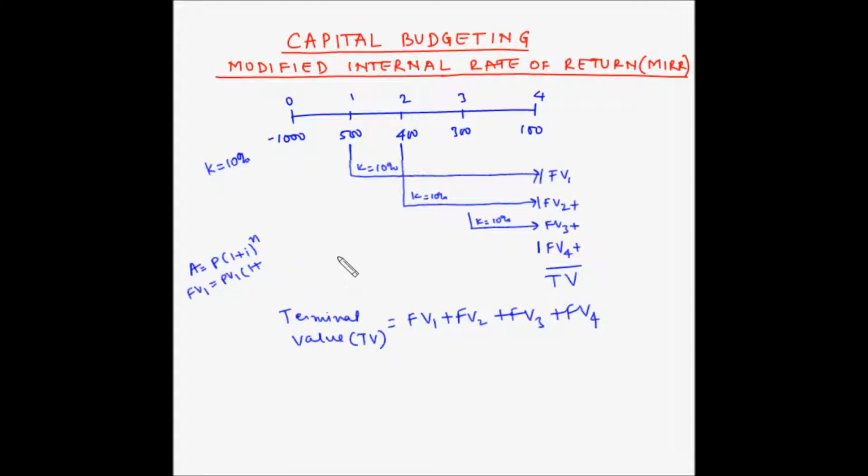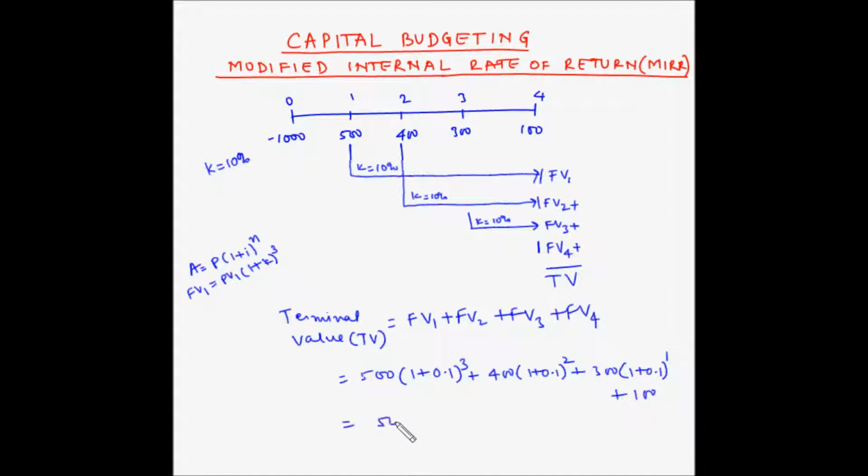1 plus I is nothing but 10% or K, and N will be the tenure for which the amount is being deposited. So in case of the first cash flow, FV1, it is 1, 2, 3 years. So the terminal value becomes FV1, which is PV1 into 1 plus K to the power 3. PV1 here is 500. So 500 into 1 plus 10%, which is 10 divided by 100, which is 0.1, to the power 3, plus 400 into 1 plus 0.1 square, plus 300 into 1 plus 0.1 to the power 1, plus 100.